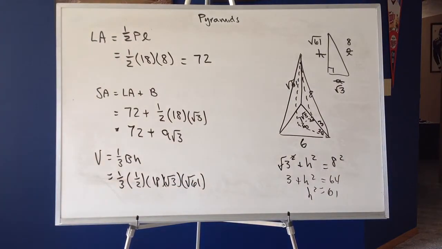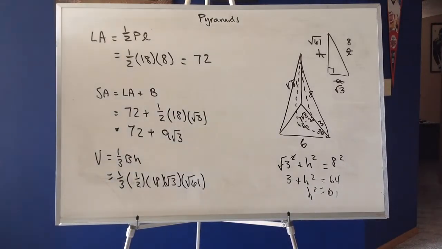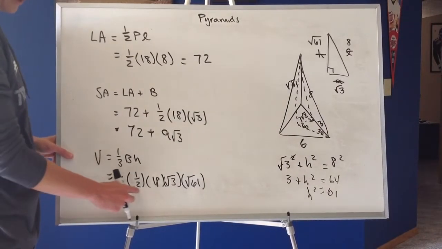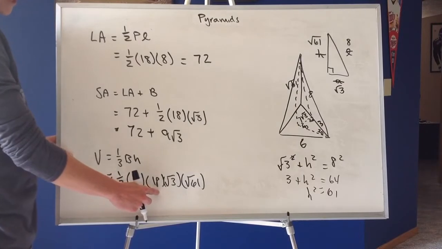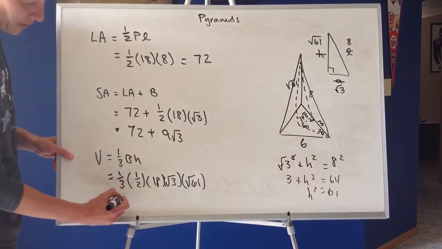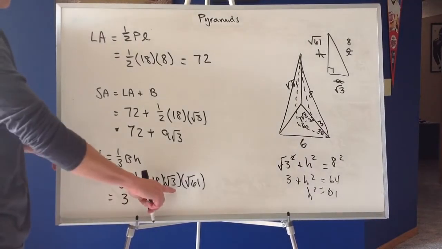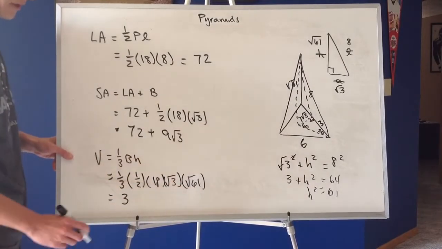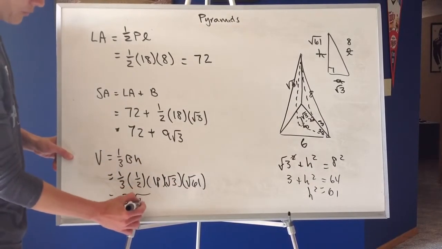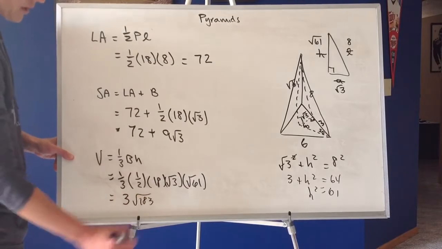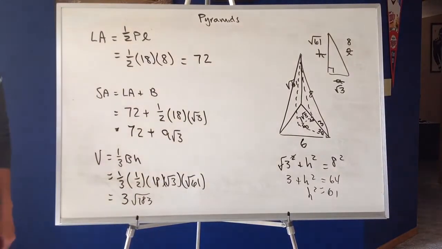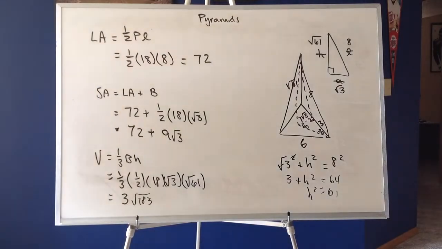Now this one, just be careful when you're putting it all together. Okay, so you could multiply the 1/3, the 1/2, and the 18 together. If you do that, you'll get 3. And then you can multiply your square roots together, okay, and you'll get square root of 183. If you could break down the 183, you would, but nothing else goes into it, so we'll just leave it like that.